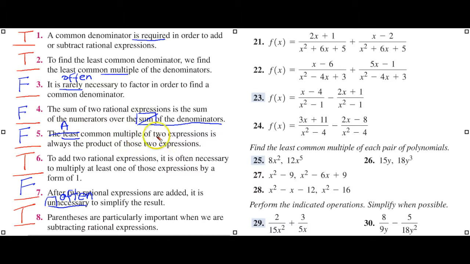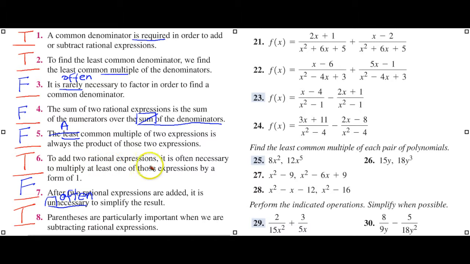The least common multiple of two expressions is always the product of those two expressions. That is not true. To make it true, you would say a common multiple can be found by just multiplying, but it is not necessarily the least. So, again, multiplying the two denominators gives you a common multiple, but not necessarily the least common multiple.